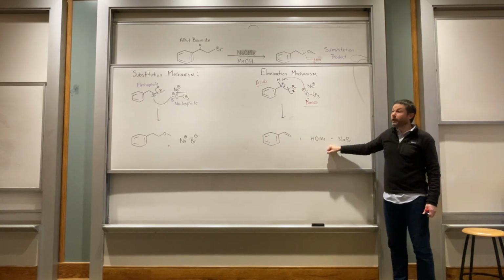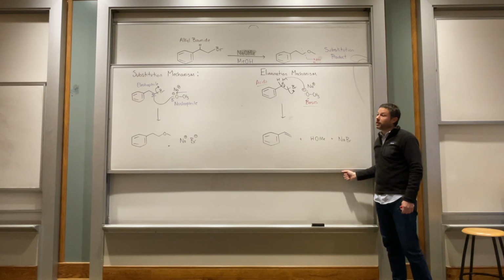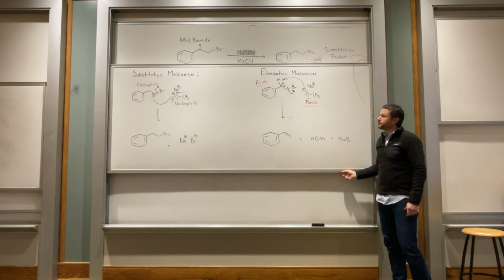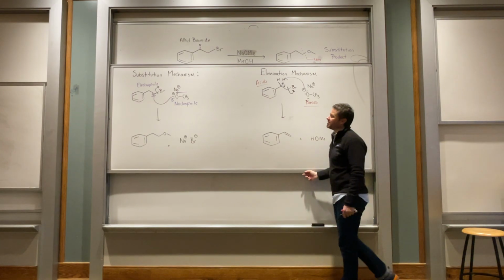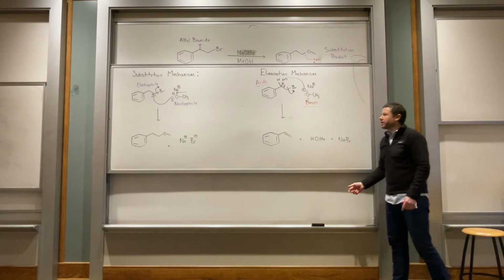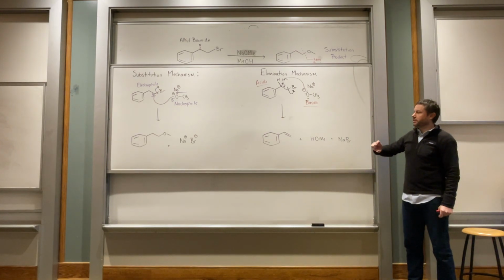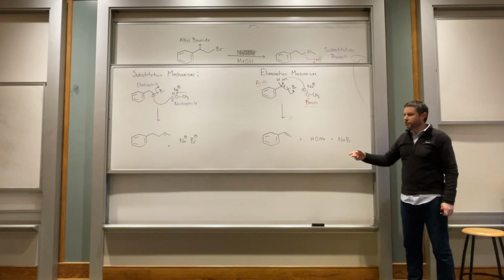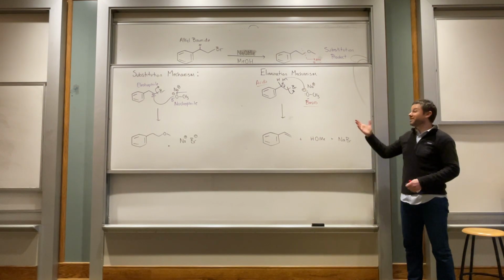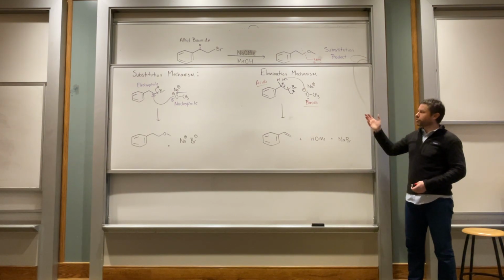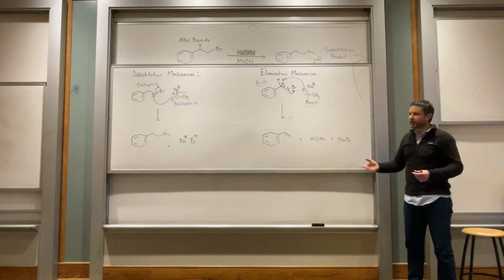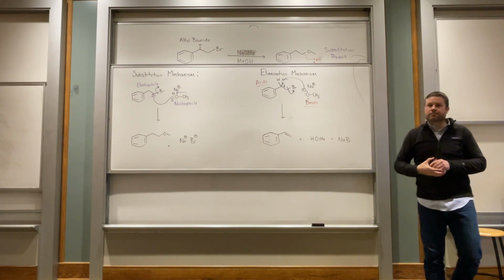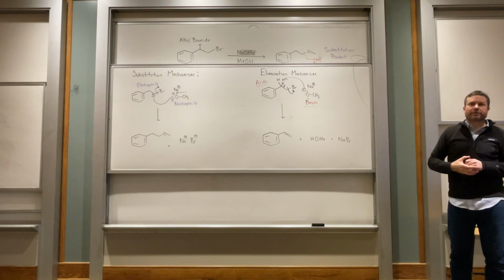Yeah? So why is methanol a thing at all? Whenever you use alkoxide bases, not always, but a lot of the time, you use the associated alcohol as a solvent. So if we use ethoxide as a nucleophile or a base, we would use ethanol; for isopropoxide, isopropyl alcohol. Other questions?